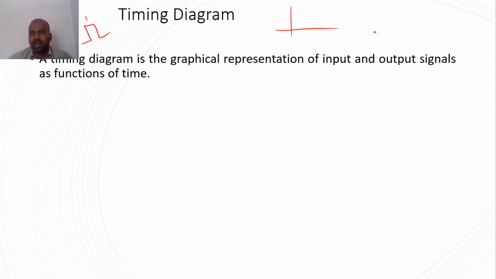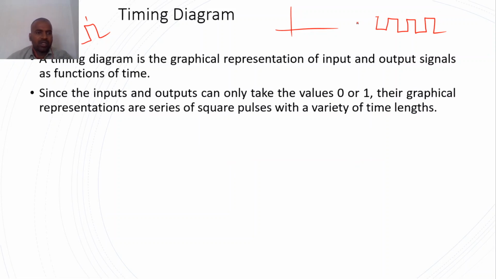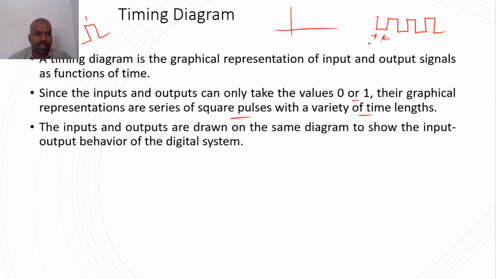When you combine these low level signals and high level signals, it looks like square pulses. Since the signals take the values of zeros or ones, the graph is a series of square pulses with a variety of time lengths. This time length will vary depending upon the delay. The input and outputs are drawn on the same diagram to show the input and output behavior of the digital system.